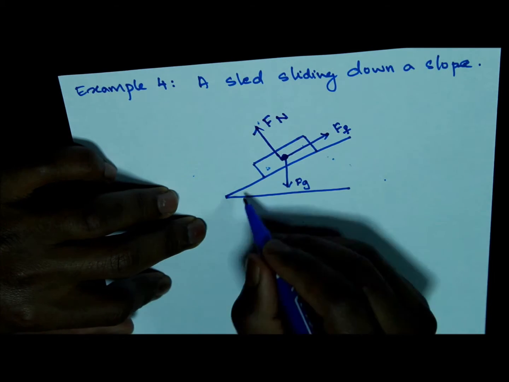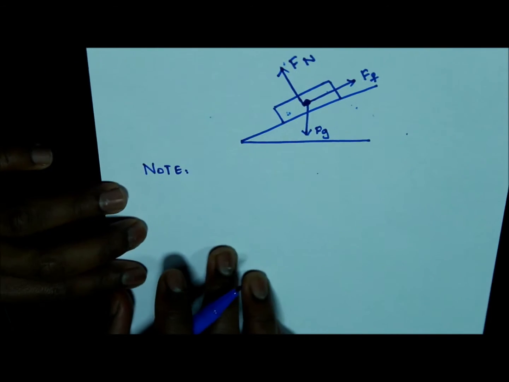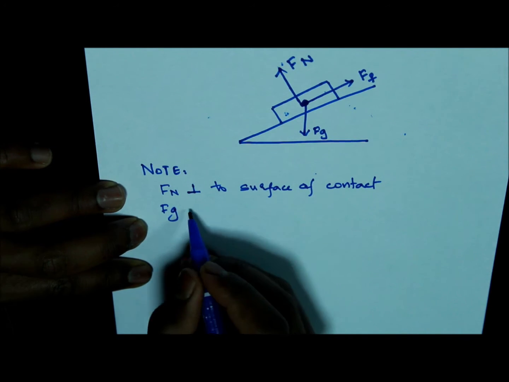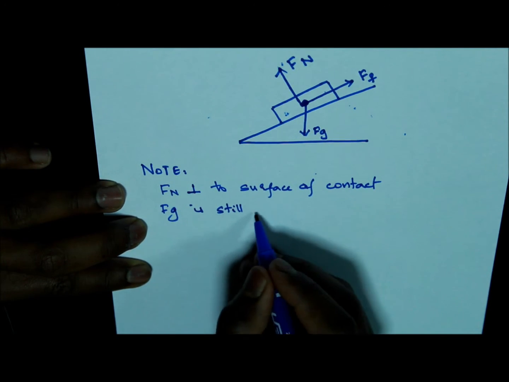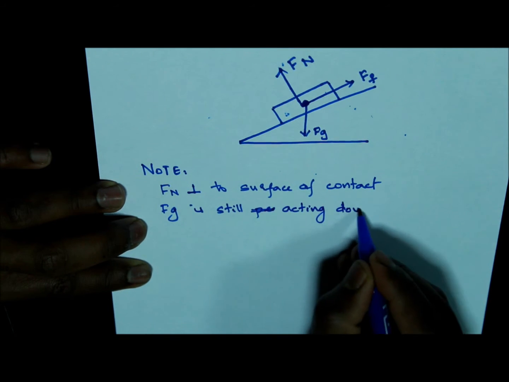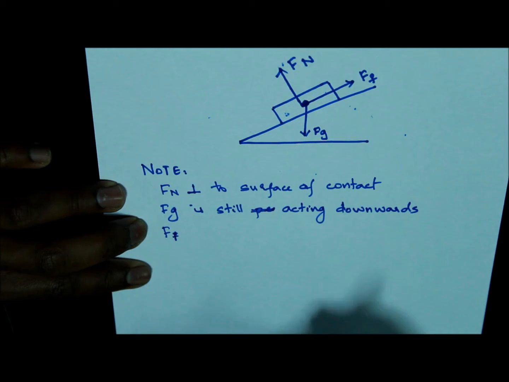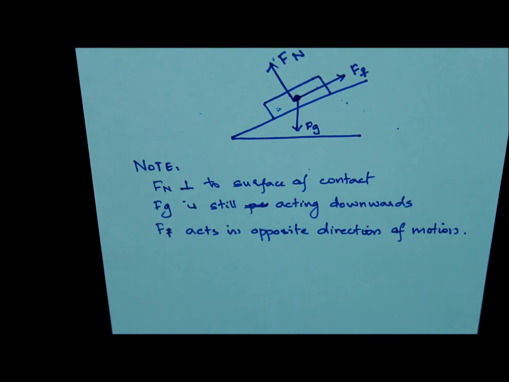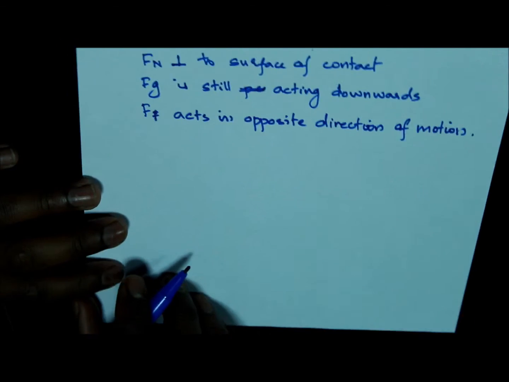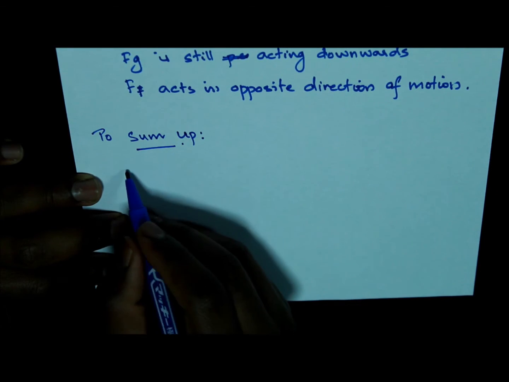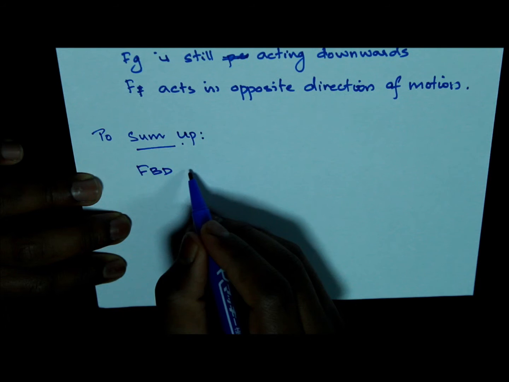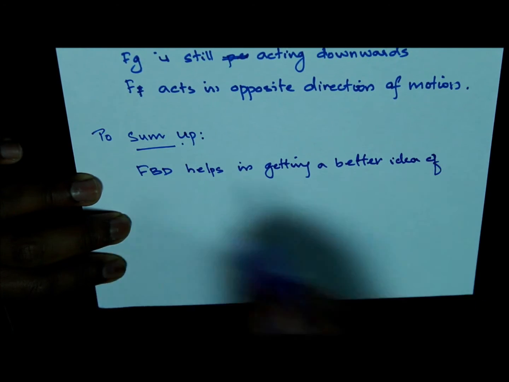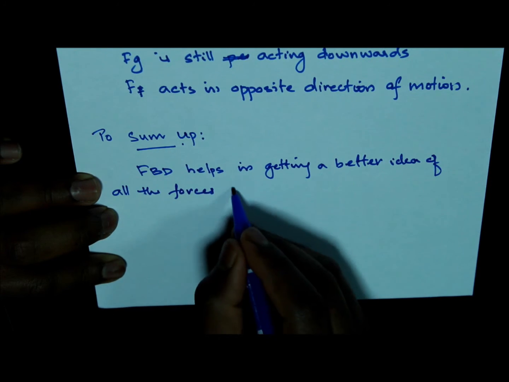Let's go into another example where a sled is sliding down a sloped hill. Notice that Fg, the force of gravity, is still straight down, and the force due to friction and the normal force act relative to the surface of contact. Fg is still straight down, Fn points at an angle. So that's the basic things about free body diagrams.